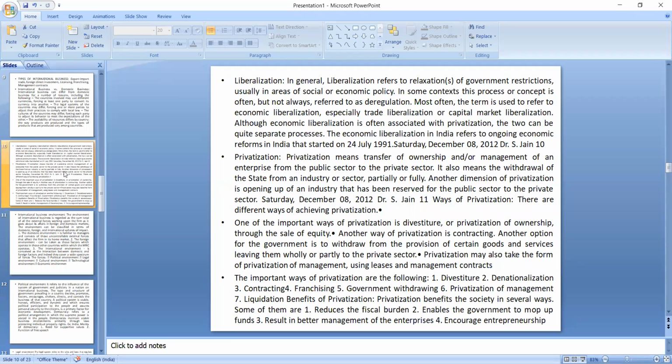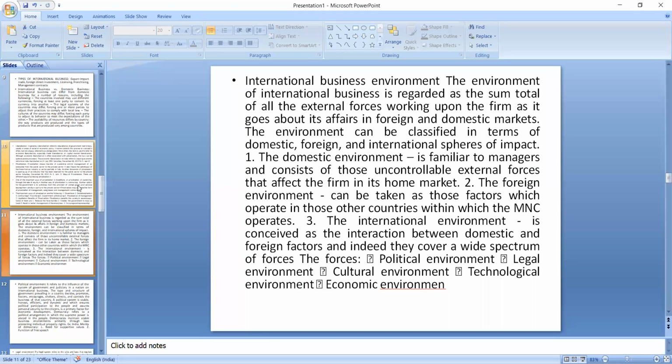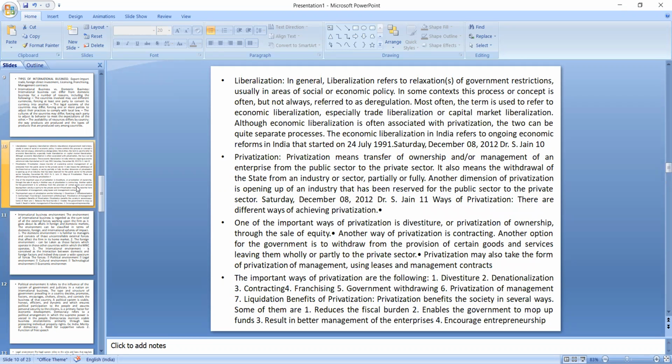Is that clear? So kindly note down liberalization, privatization. These are the basic ideas involved in this international business. I will move to the other slide also. I will show you another slide of the international business. So kindly note down up to this, so you will get an idea about the international business.